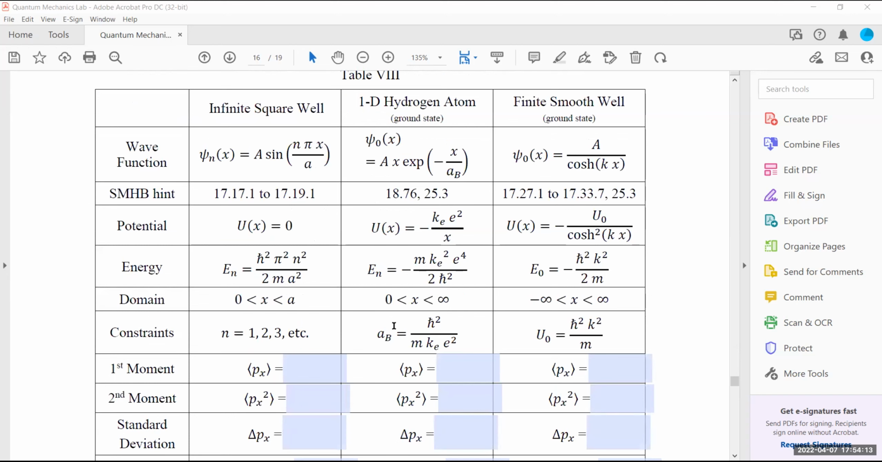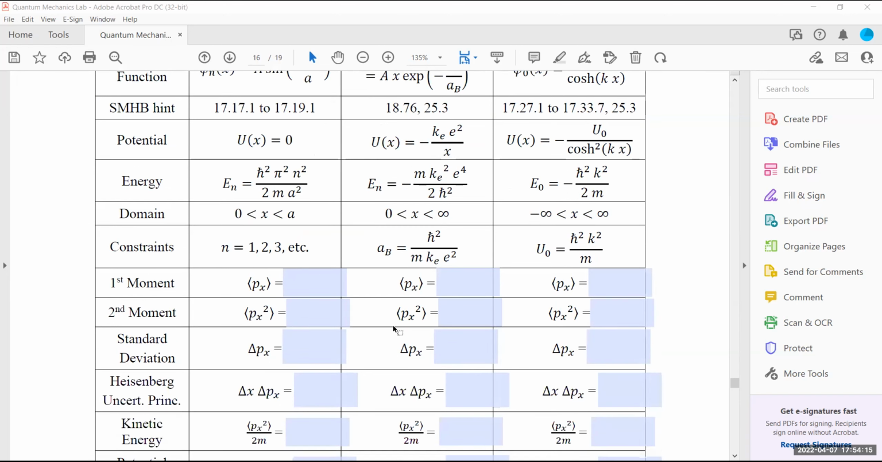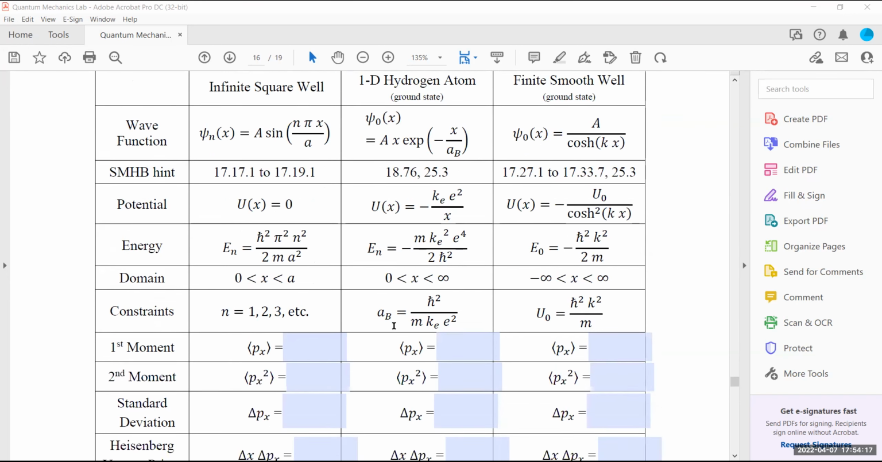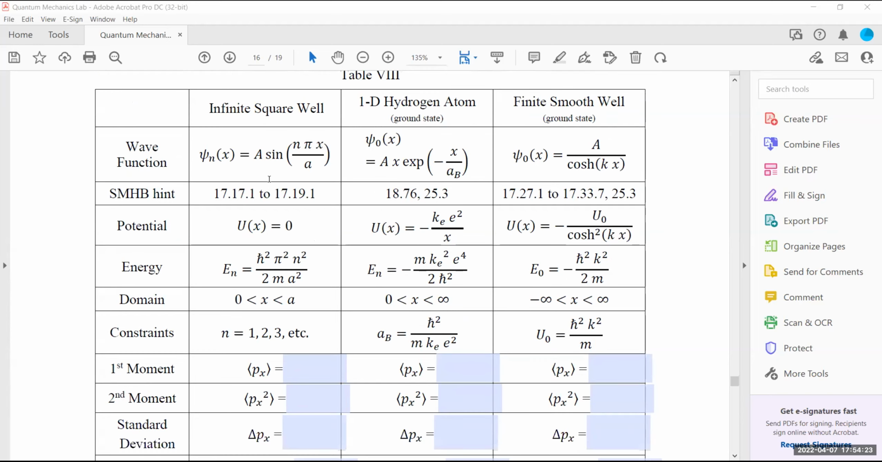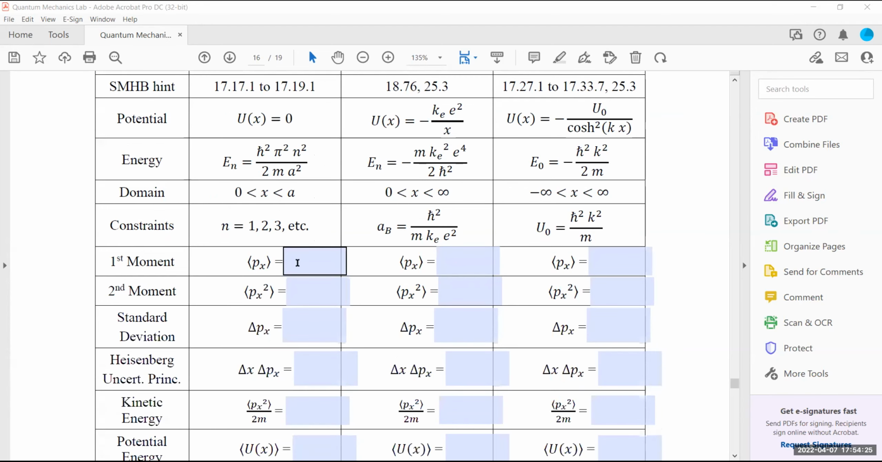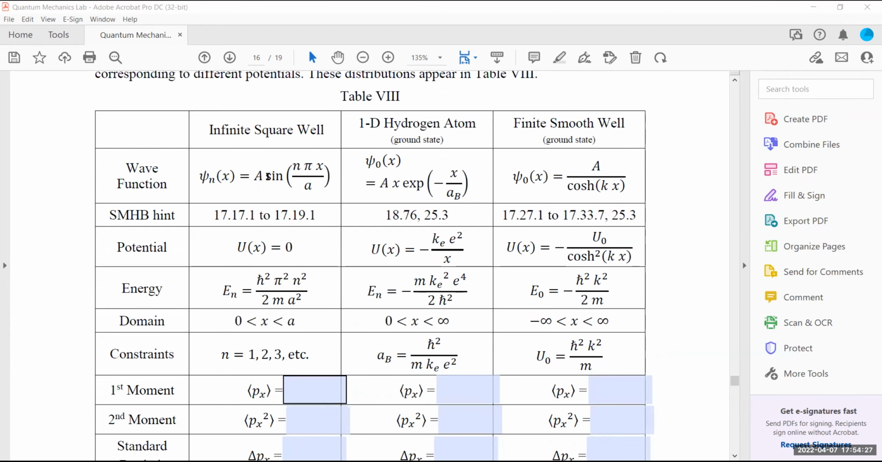Okay. We're going to repeat the same calculation now, but now for the momenta. So this is the infinite square well, and we're going to find the average. In other words, don't forget that you have a sine of n pi x over a on one side, times h bar divided by i times the derivative of a sine.